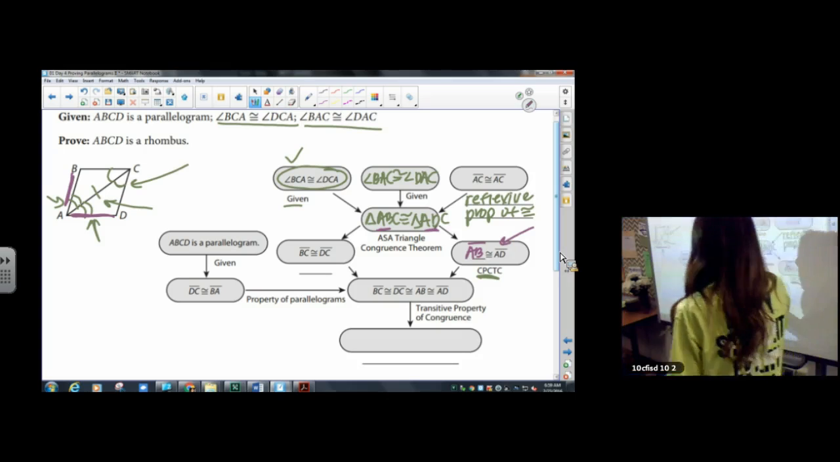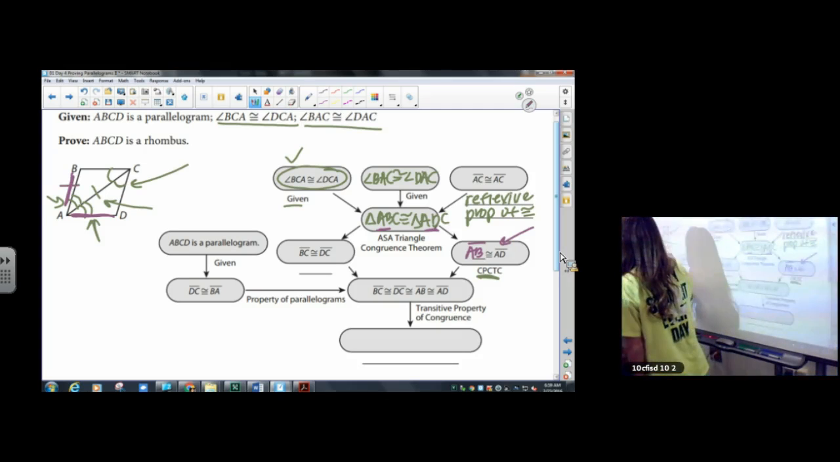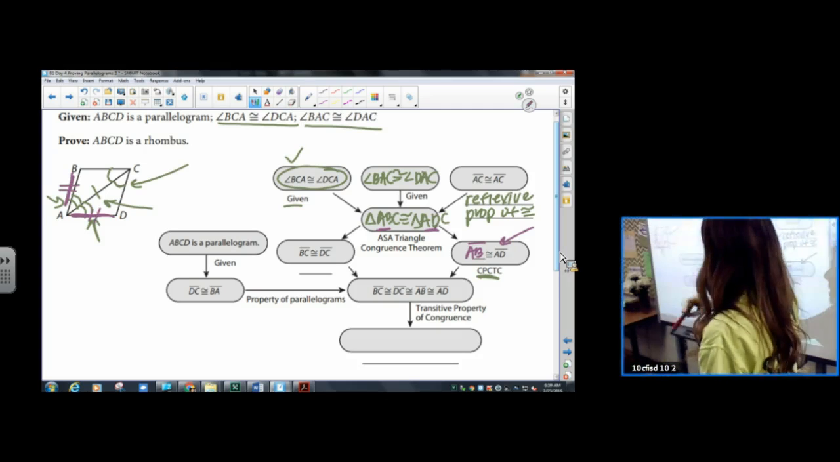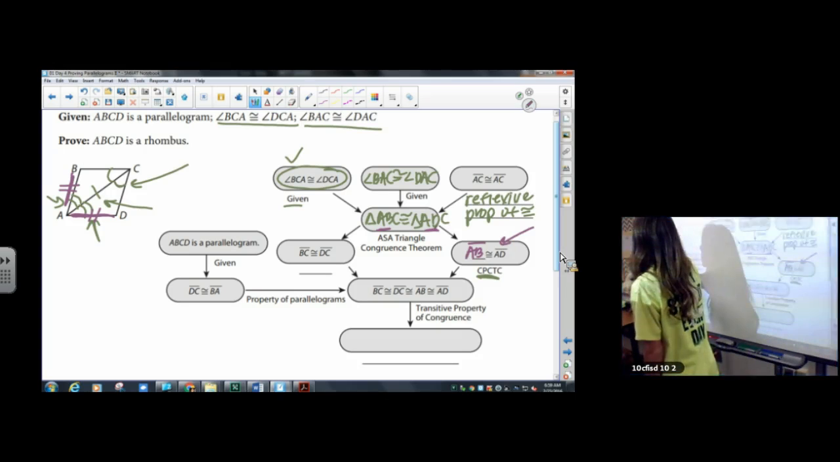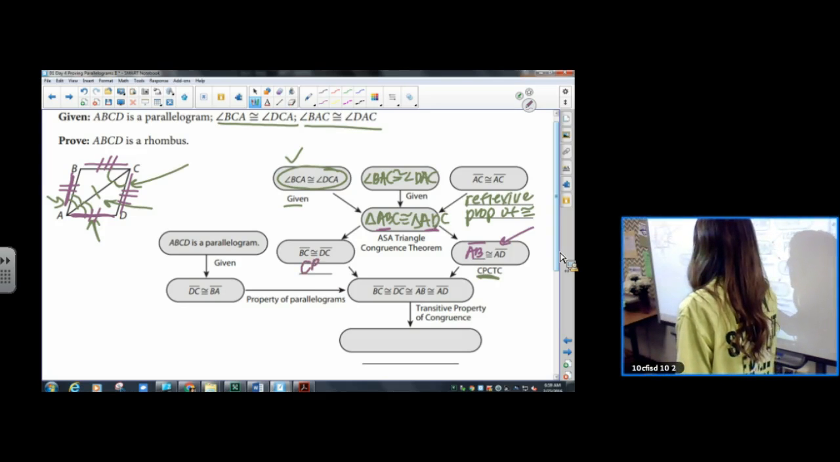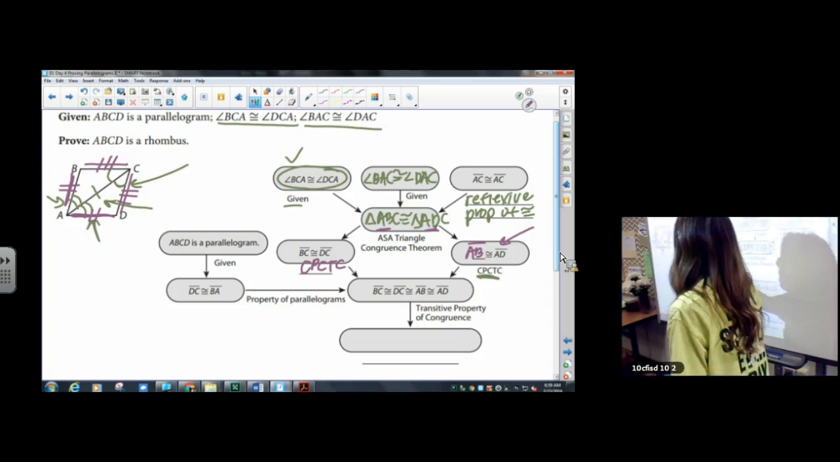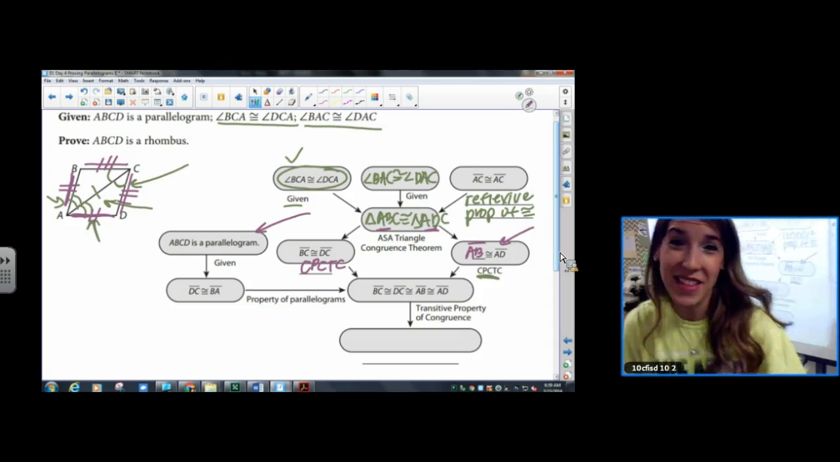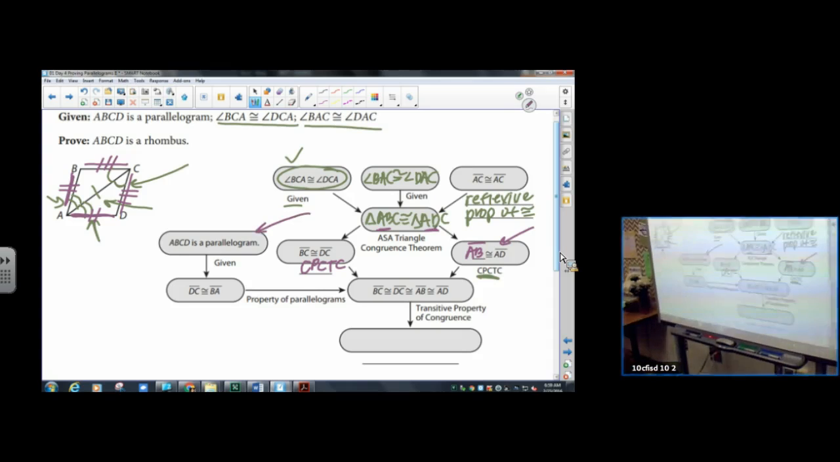Alrighty. It's also saying, put some tick marks there. It's also saying BC is congruent to DC. And the reason is, of course, corresponding parts of congruent triangles are congruent. Look what they're doing over here. They're throwing in another given. This flow chart is kind of crazy, huh?